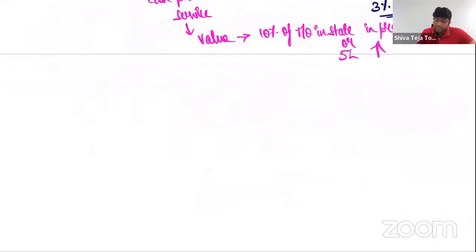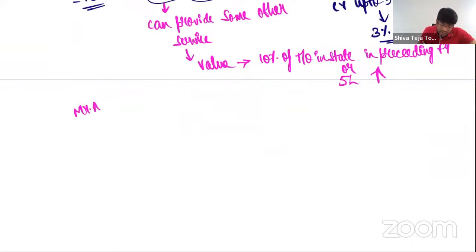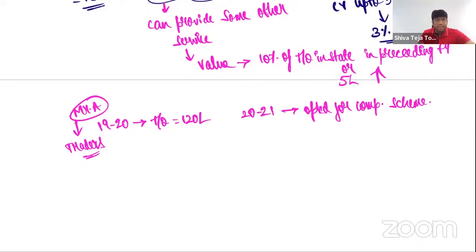Now let's take a small example to understand this better. Let's say there is one person, Mr. A. In 2019-20, turnover is 120 lakhs. So in 2020-21, he opted for composition scheme. Can he do that? Answer is yes, because previous year turnover did not cross 1.5 crore. So he has taken composition scheme happily.